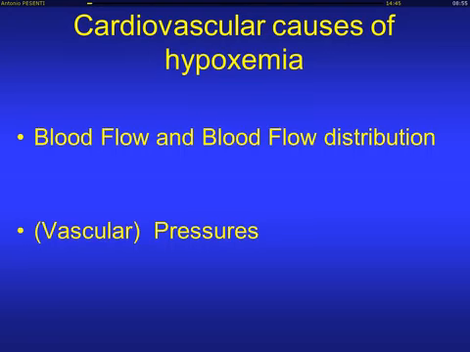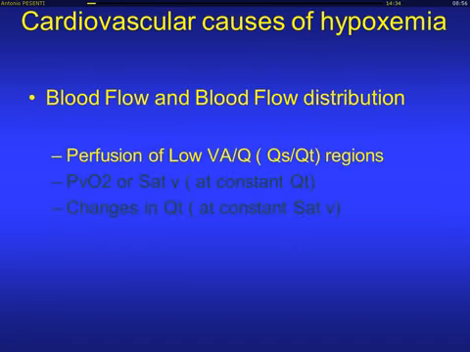Cardiovascular causes of hypoxia. Cardiovascular means, I believe, blood flow and blood flow distribution, and pressure. These are the two aspects of cardiovascular. Let's start from blood flow. Time is short. And the first problem is, how do we perfuse the lung?